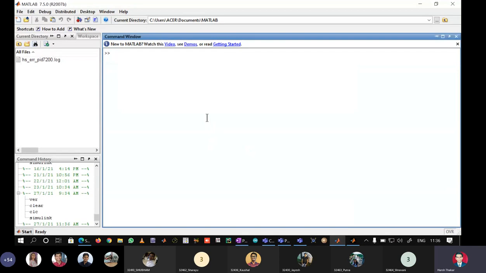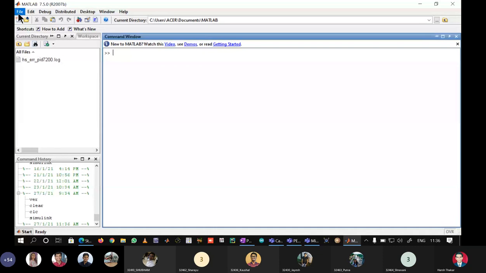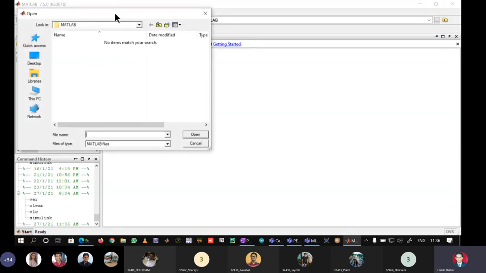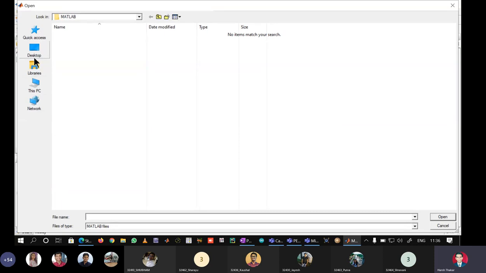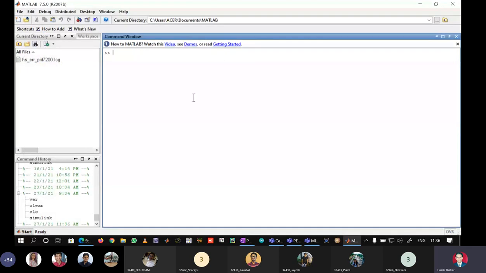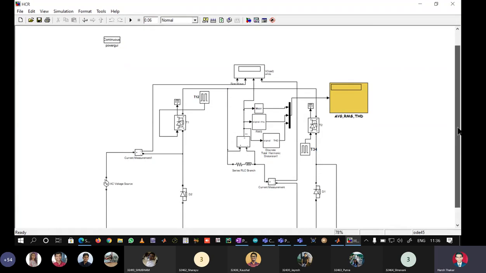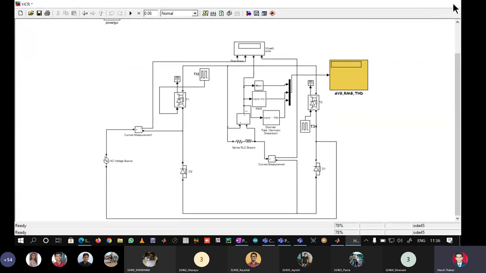So this is my MATLAB interface. I can open it like this also, but I would like to open through Simulink. So I can just go to file, open. I have kept my Simulink model on desktop with the name HWCR. I'll say open, and it will open the Simulink model for me, which I will simulate. Okay, yeah, so it's here. Another way of opening this is also like this.